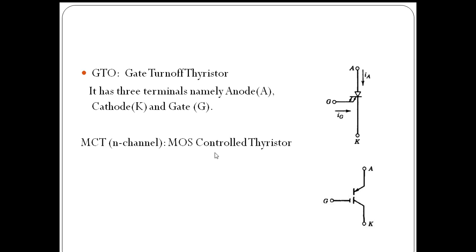MCT, MOS controlled thyristor. In short, MOS controlled thyristor. Anode, cathode, gate. This is the symbolic representation of MCT. Please note down.